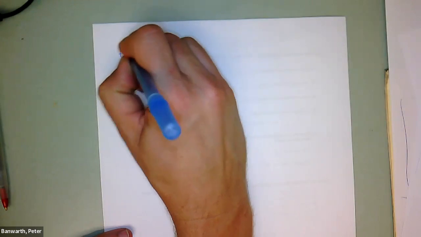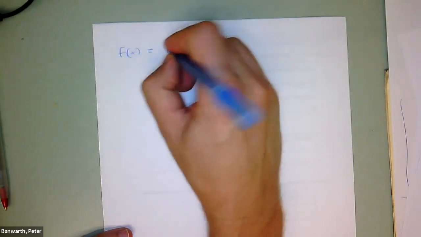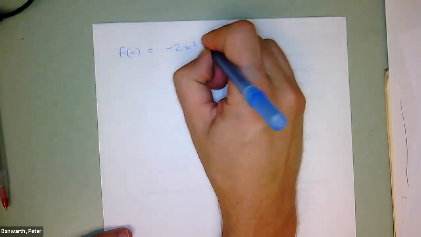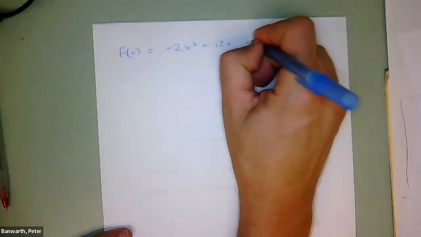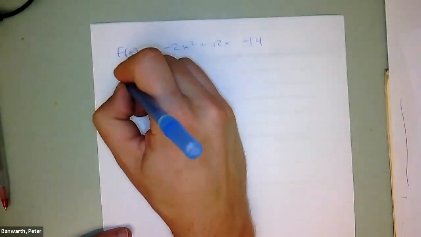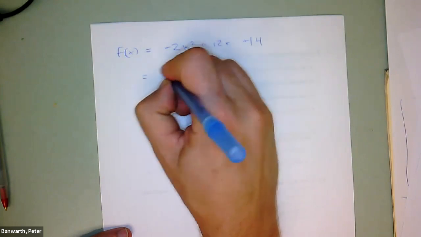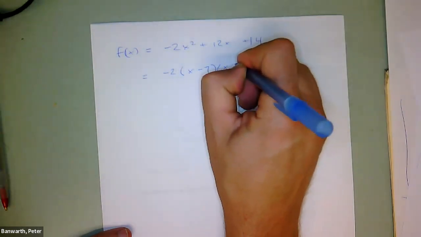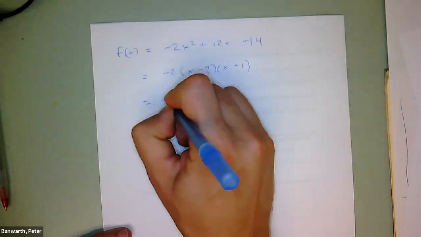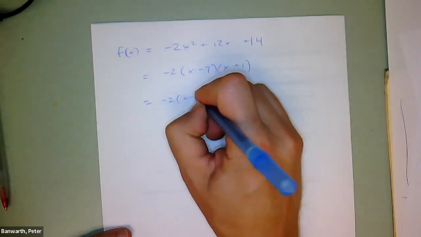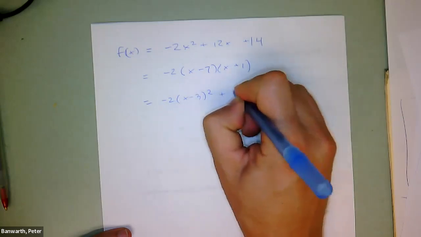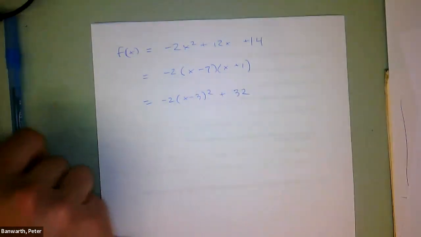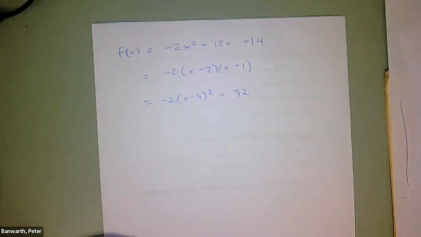which is f of x written in 3 different ways: minus 2x squared plus 12x plus 14. Also minus 2 times (x minus 7) times (x plus 1). Also minus 2 times (x minus 3) quantity squared plus 32. And with this, we can figure out a lot of different information.